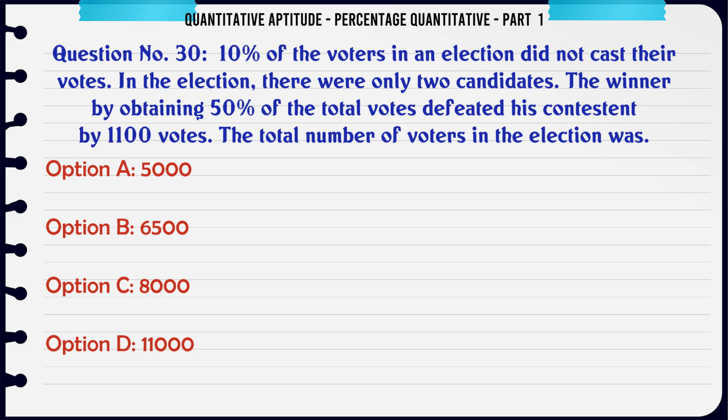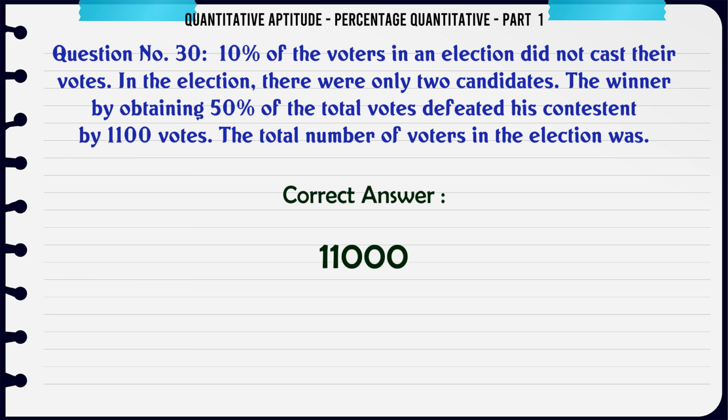10% of the voters in an election did not cast their votes. In the election, there were only 2 candidates. The winner, by obtaining 50% of the total votes, defeated his contestant by 1,100 votes. The total number of voters in the election was A. 5,000, B. 6,500, C. 8,000, D. 11,000. The correct answer is 11,000.